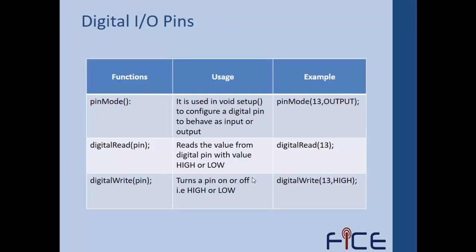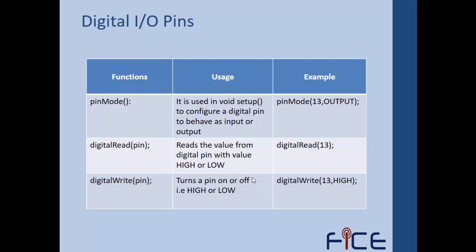Now, digital input output pins. How can we access digital input output pins? Digital pins can act as an input pin as well as an output pin. So we can read a digital value and we can write a digital value also. Digital means 0 and 1, low or high, true or false. Only two levels are there, either 0 or 1, low or high.